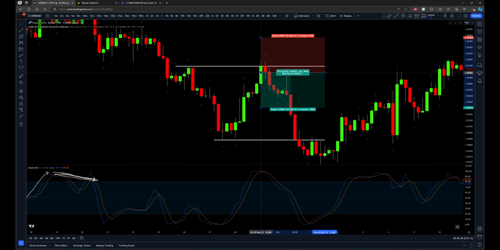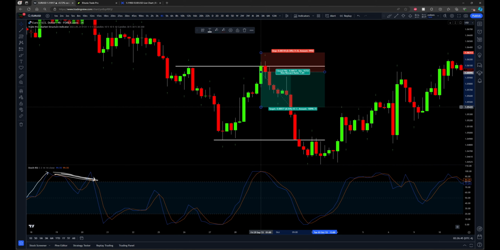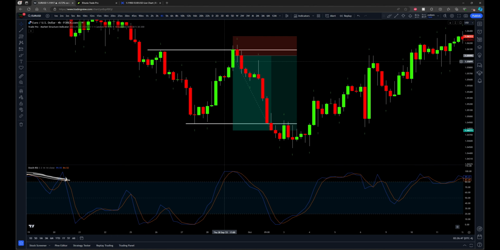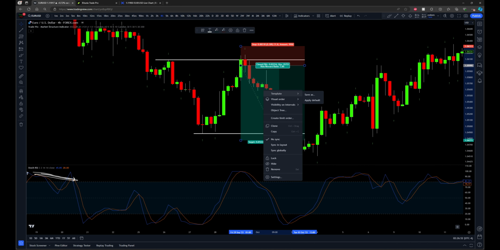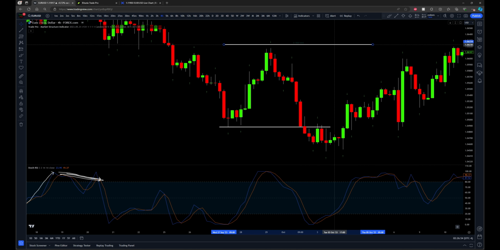So let's just say you got this one and you said, okay, I'm going to go 1 ATR over the highs, something like that. You can still have a good trade there. It did close over, so we would assume a bullish setup. So we're going to just stick to that, right?